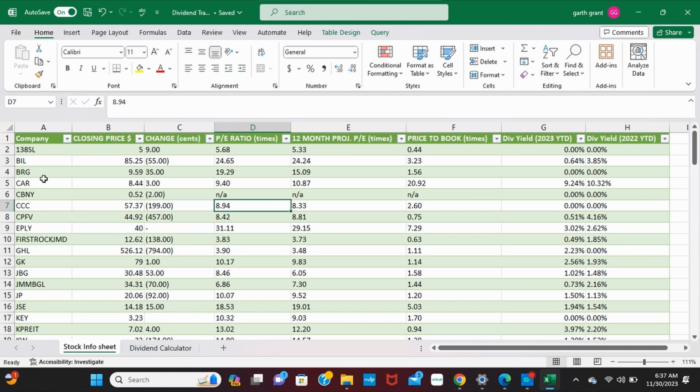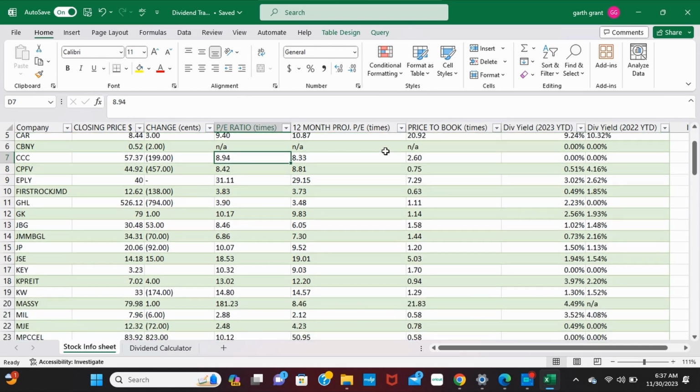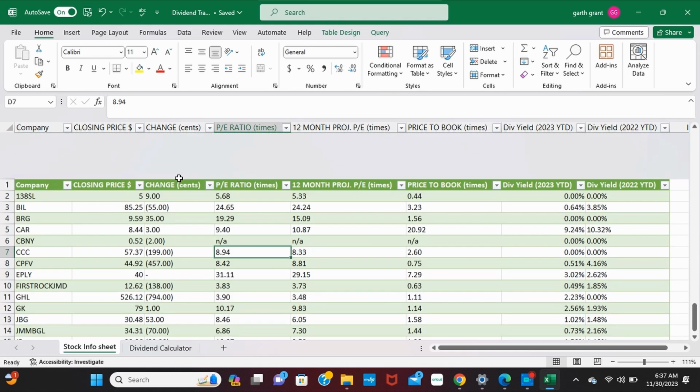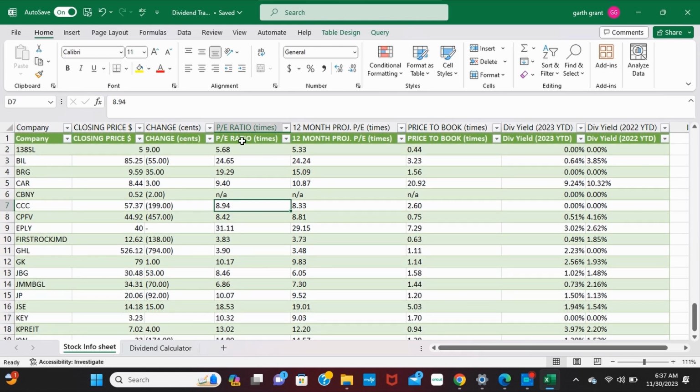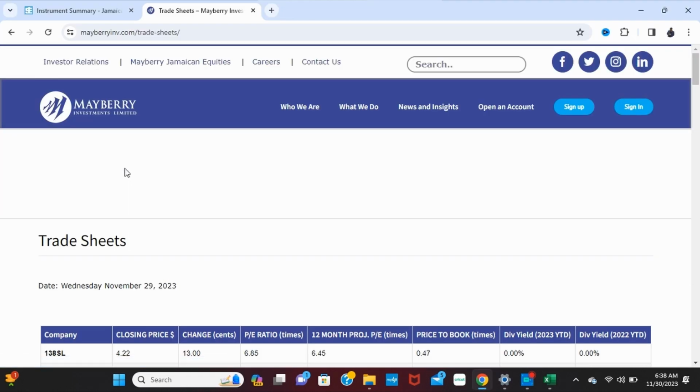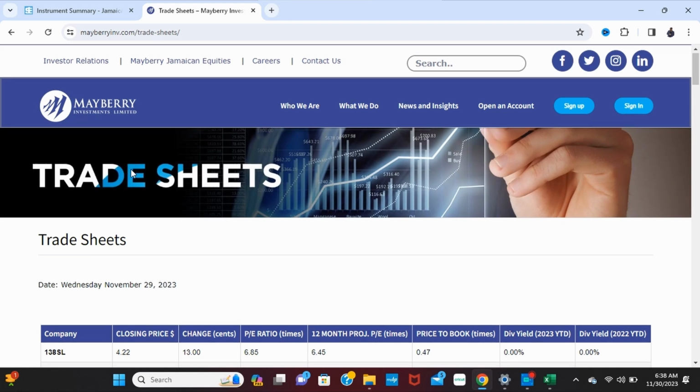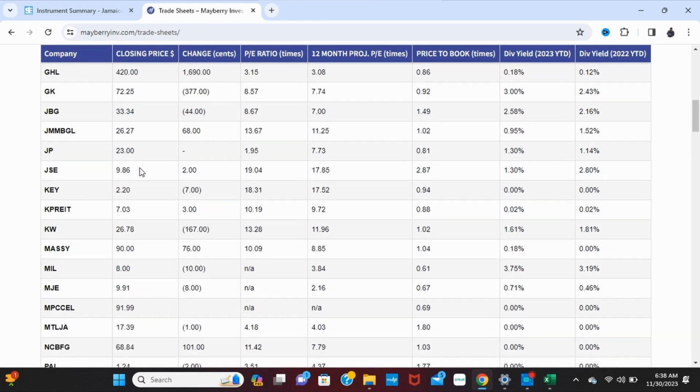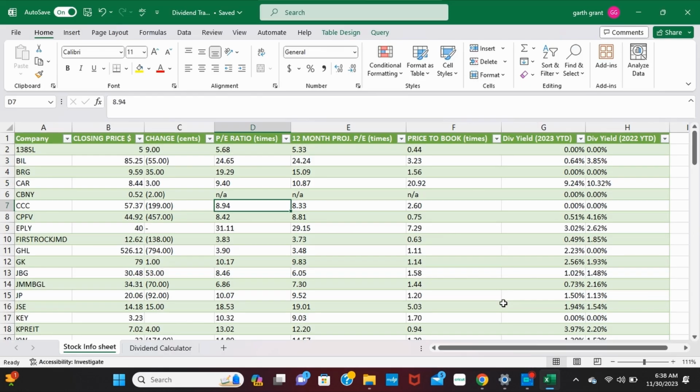This is the sheet, and basically what it does is track every stock on the stock market and give you the closing price, changing price, PE ratio, 12-month PE, price to book, and dividend yield for 2020 and 2028 too. This was essentially made from the Mayberry trade sheet, and I just converted it into an Excel document. However, do understand that this automatically updates every day. Whenever Mayberry changes the information, this changes as well, as long as they open the Excel file.